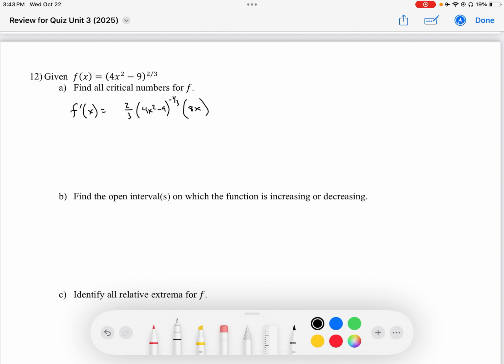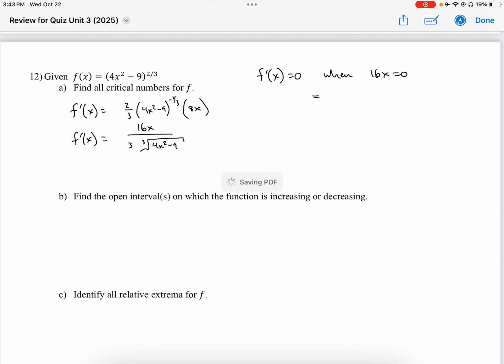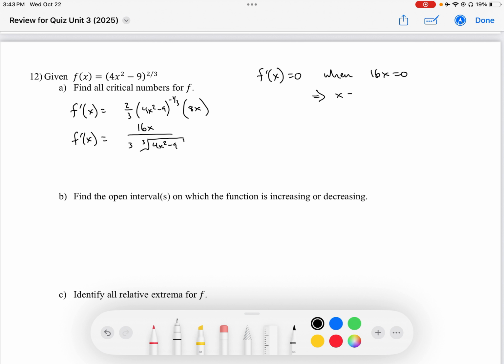Okay, let's simplify it. F prime of x would be 16x divided by 3 times the cubed root of 4x squared minus 9. So f prime of x equals 0 when 16x equals 0, which means that x equals 0. So that's a horizontal tangent.